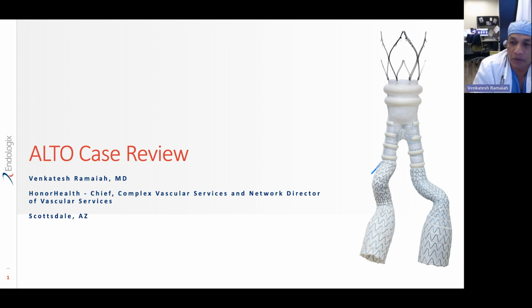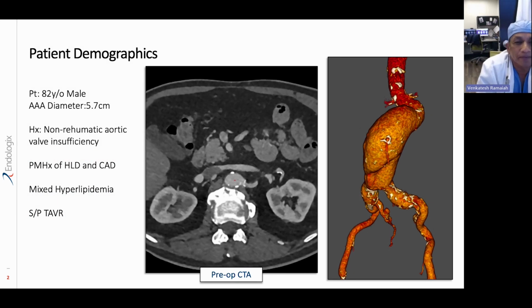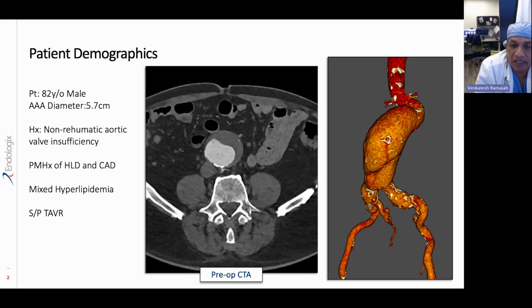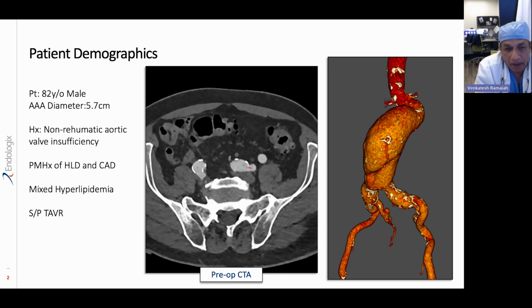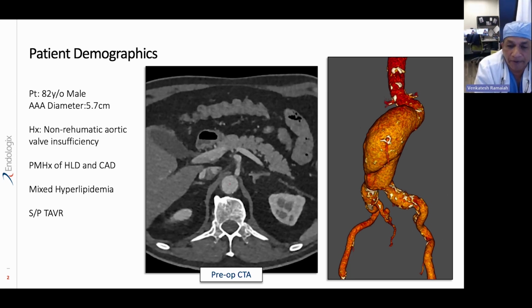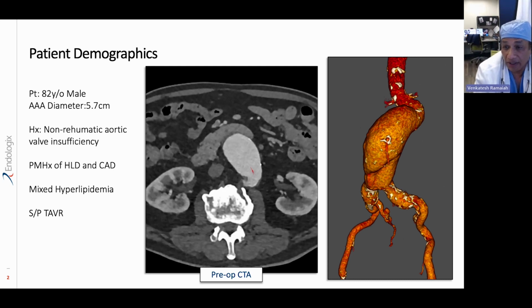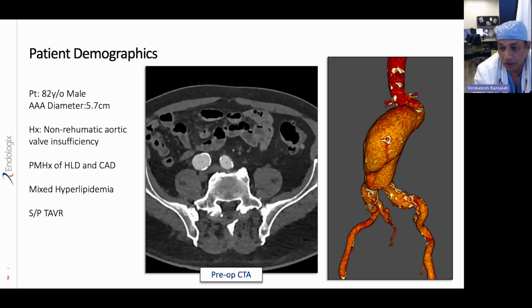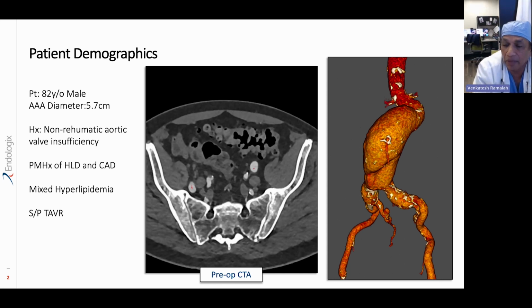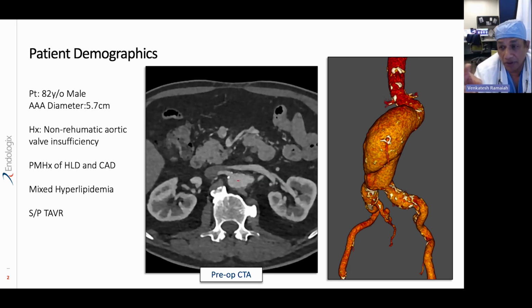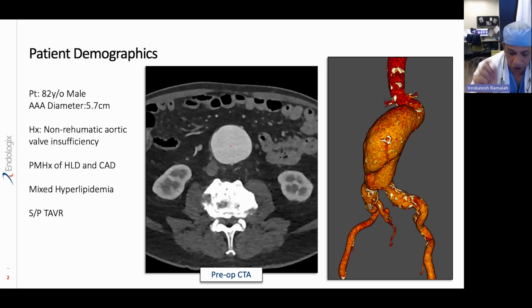So let's highlight these features with a case that we've done, probably one of the first with the ALTO stent graft. This was an 82-year-old male patient who came in with a 5.7 centimeter abdominal aortic aneurysm. We worked him up. He has significant comorbid conditions. In fact, he's also had a TAVR procedure. On the right-hand side, you can see a really large aneurysm with really dilated iliac vessels, which are the bifurcation vessels at the level of the umbilicus. You will also see this is a very tortuous aneurysm with a relatively short neck.